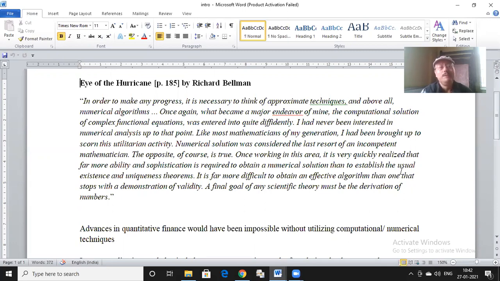Then Bellman says the opposite, of course, is true. Once working in this area, it is very quickly realized that far more ability and sophistication is required to obtain a numerical solution than to establish the usual existence and uniqueness theorems. It is far more difficult to obtain an effective algorithm than one that stops with a demonstration of validity. And he finishes by saying that the final goal of any scientific theory must be the derivation of numbers.